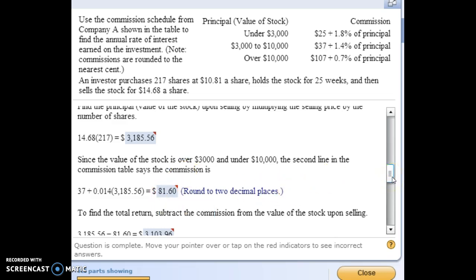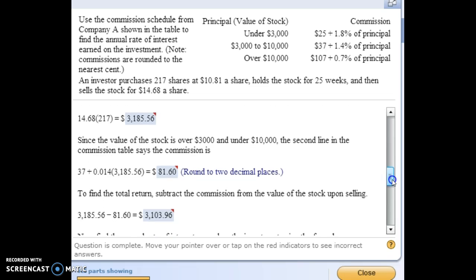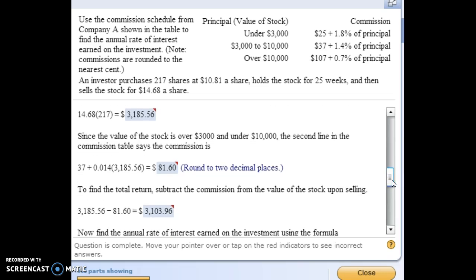Now here we want to subtract that commission away to see how much we're actually going to get. So we sell our stocks, we get this much, but some of it we have to use to pay out the commission to the stock people, to our broker. So here's how much we actually get handed back.